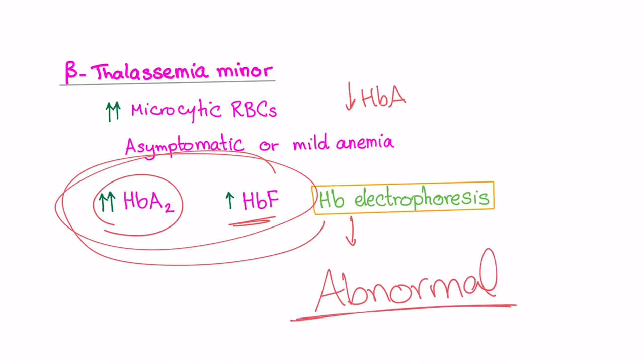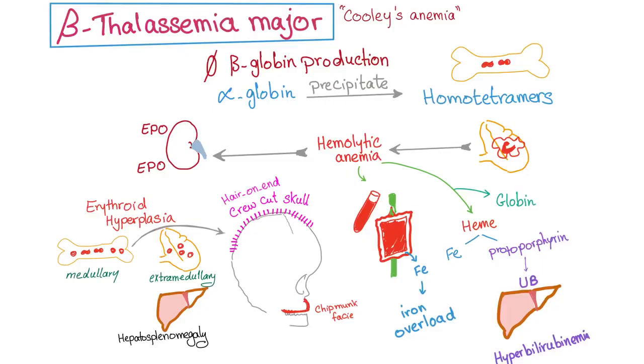Contrast that with the minor form of alpha thalassemia called the alpha thalassemia trait. You remember trait, where the hemoglobin electrophoresis was completely normal. Alrighty, now the big one, beta thalassemia major, also known as Cooley's anemia. So, we start here with a problem in the beta globin production. 0. There is none whatsoever. No beta globin production.